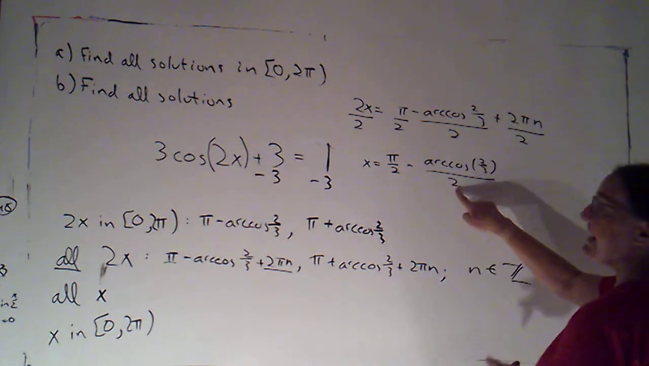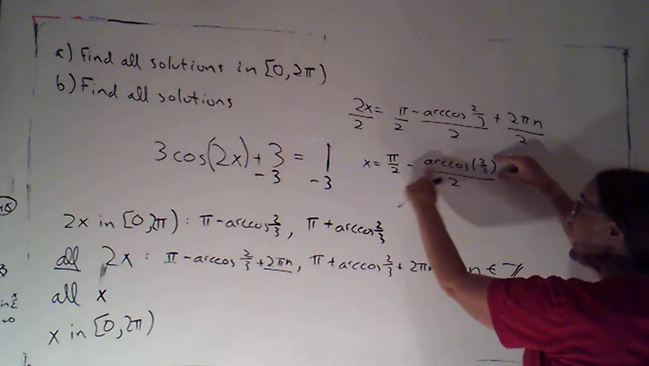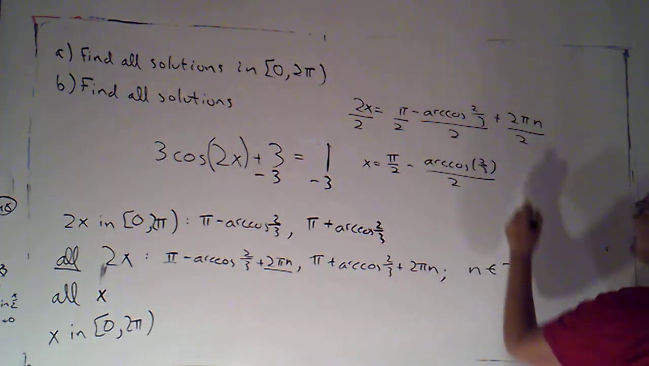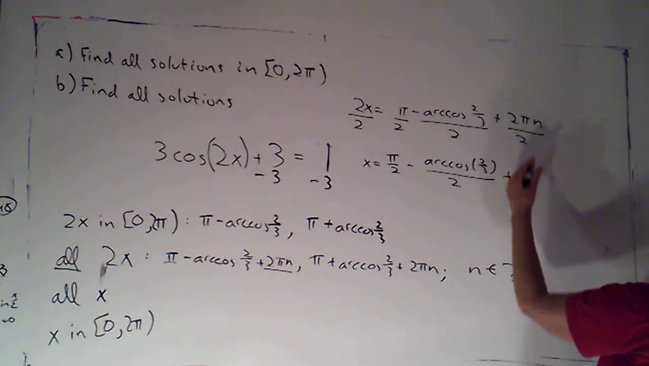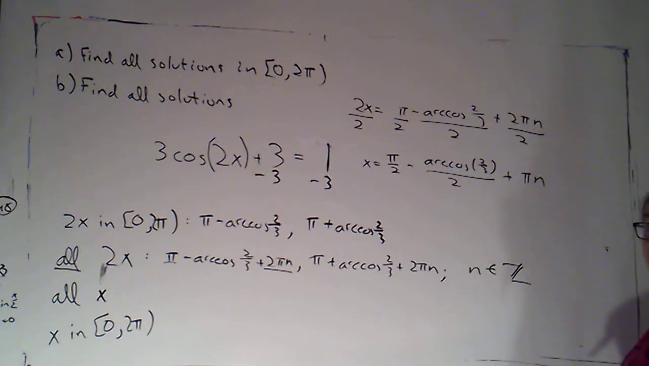Okay, and I'm taking half of that. That half does not change the 2/3. It takes that angle and cuts it in half. And then here in this last term, those 2's cancel, so I get pi times n.